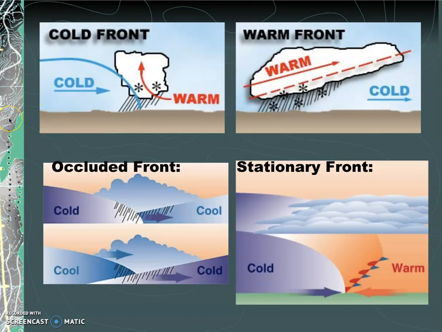Here are some fronts, how they meet up, and what you can expect. Now I'm going to want these pictures to be put on page 9 of your notebook. Make sure they're hand-drawn, color being important. If it's cold, make it blue. If it's warm, make it like yellow, red, something that signifies that it's a warm type of air mass, okay?